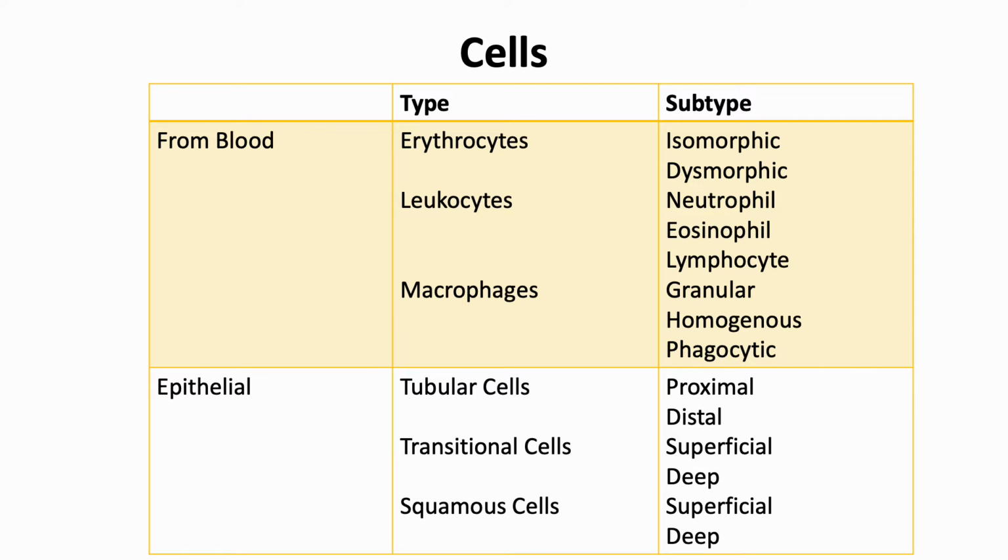So these are the different cellular elements that are often identified in the microscopic examination of urinary sediments. So from the blood, I can identify the different erythrocytes, leukocytes, and macrophages and their different subtypes. And of course, the epithelial cells are the different types of such would be the tubular cells, transitional cells, and even the squamous cells.